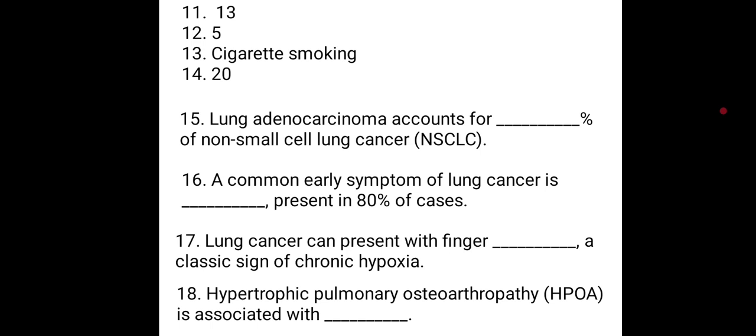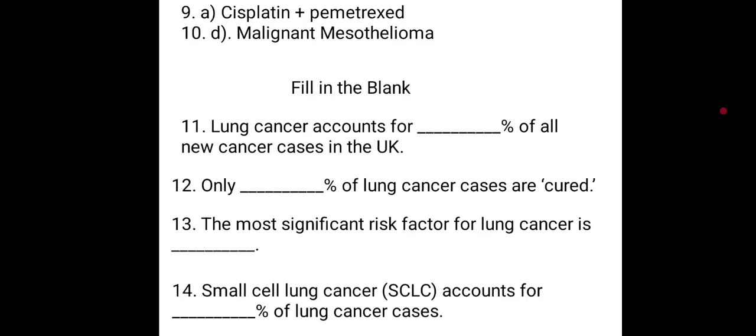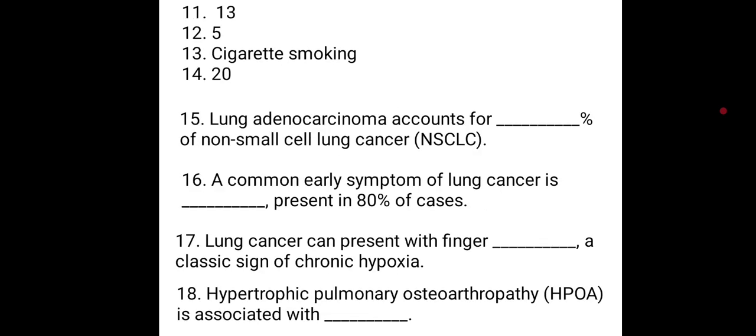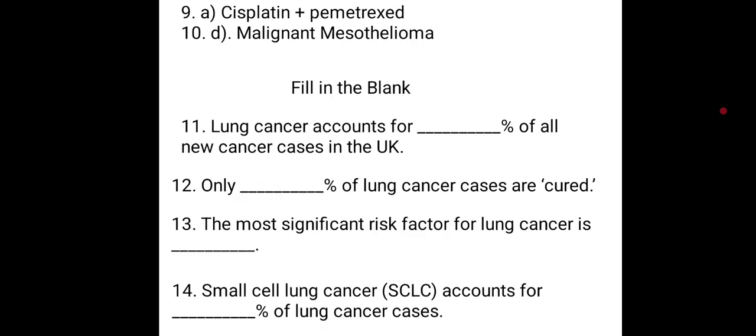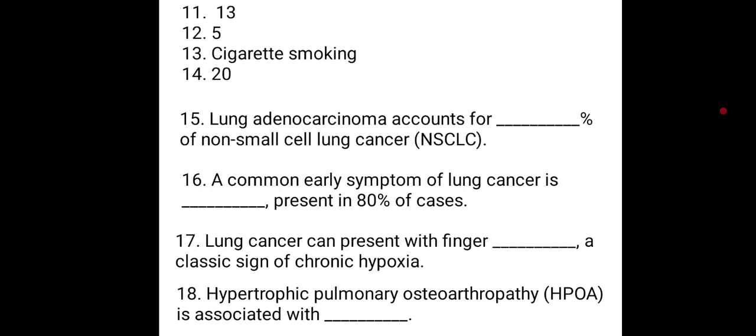Let's go. So number 11 is 13%. 13% of all new cancer cases is lung cancer. And only 5% of lung cancer are cured. And cigarette smoking is the most significant risk factor for lung cancer. And 20% of lung cancer cases are small cell lung cancer.